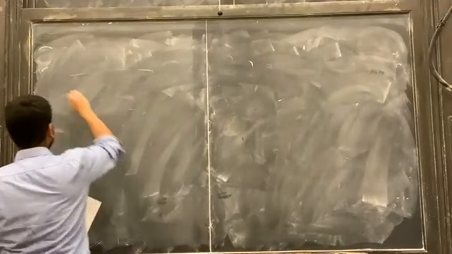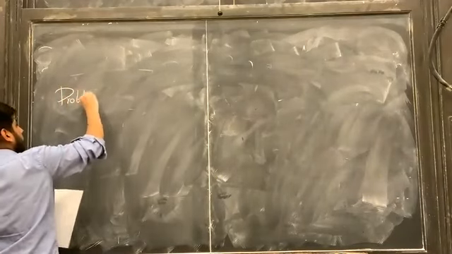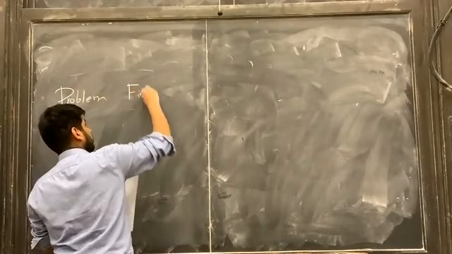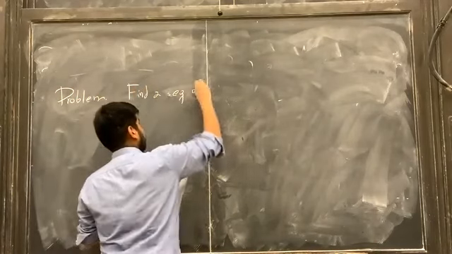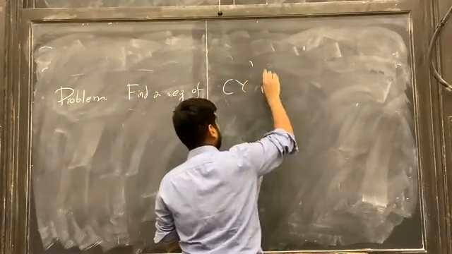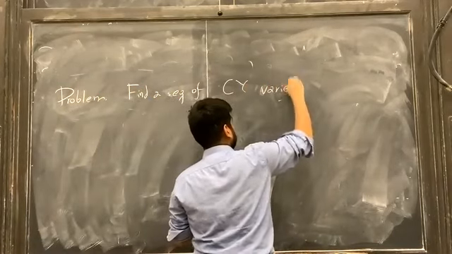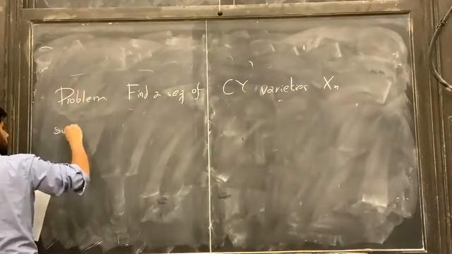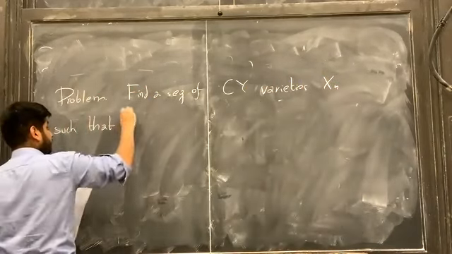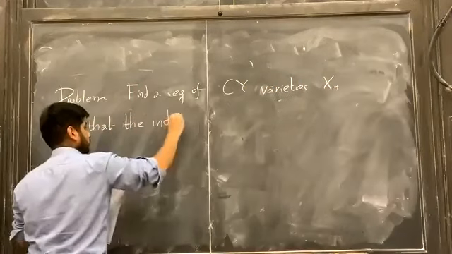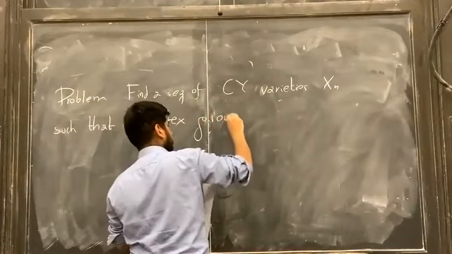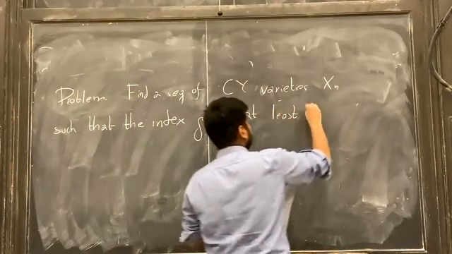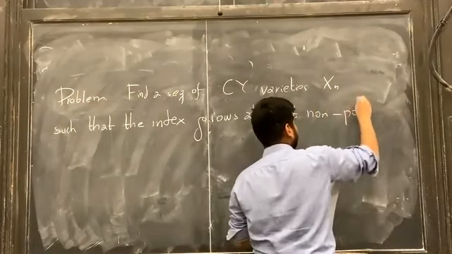And the problem is really simple to state. The problem is: find a sequence of Calabi-Yau varieties X_n such that their index grows at least double exponentially. Or, well, let's say it grows at least non-polynomially. Let's start with this.